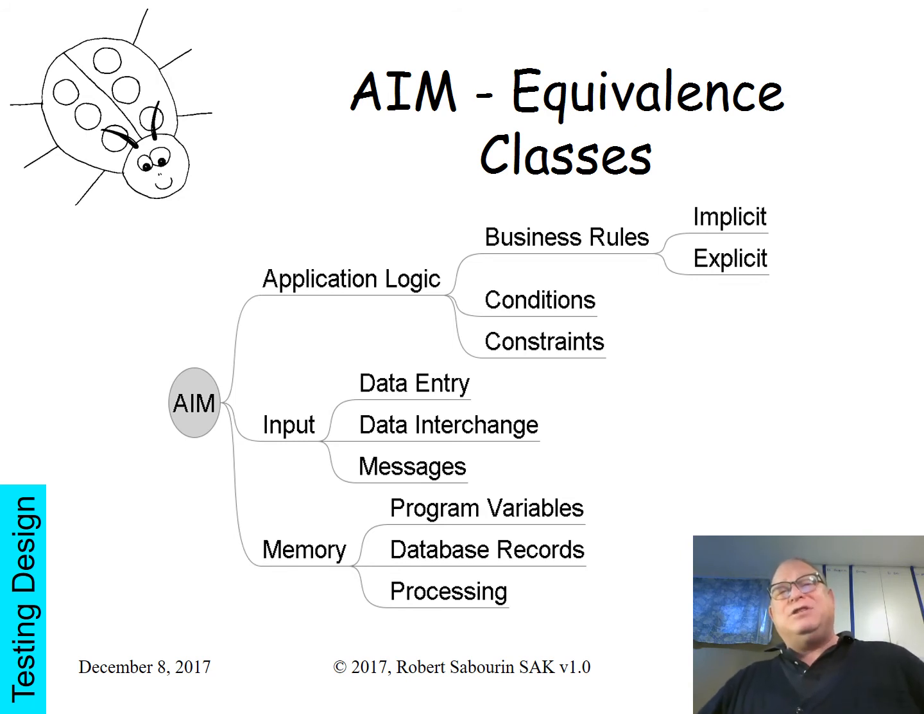One is based on application logic. So what are the business rules? One is based on input. How did the data get there? And one is based on memory. How is it stored in program memory or a database schema or otherwise any other processing? So I call this the AIM partitioning. AIM is just an acronym to help me remember this: Application logic, Input method, and Memory.